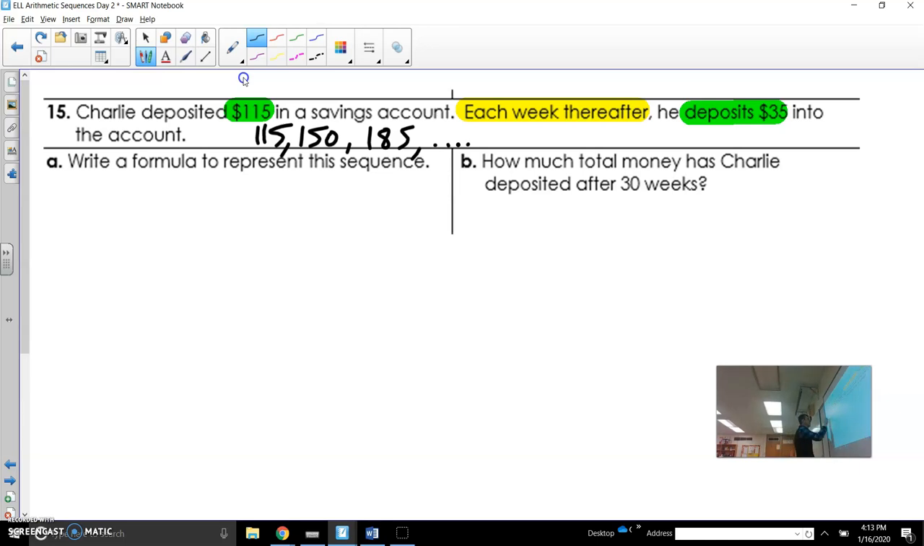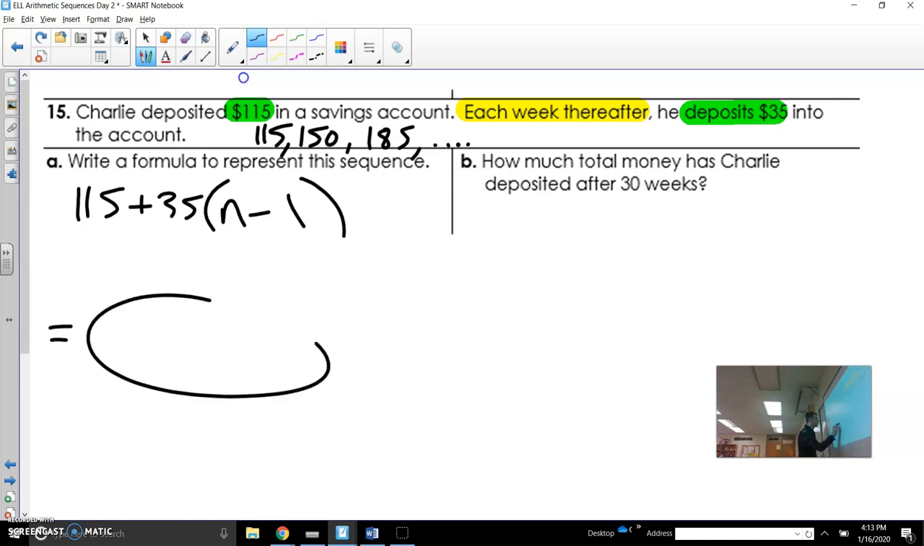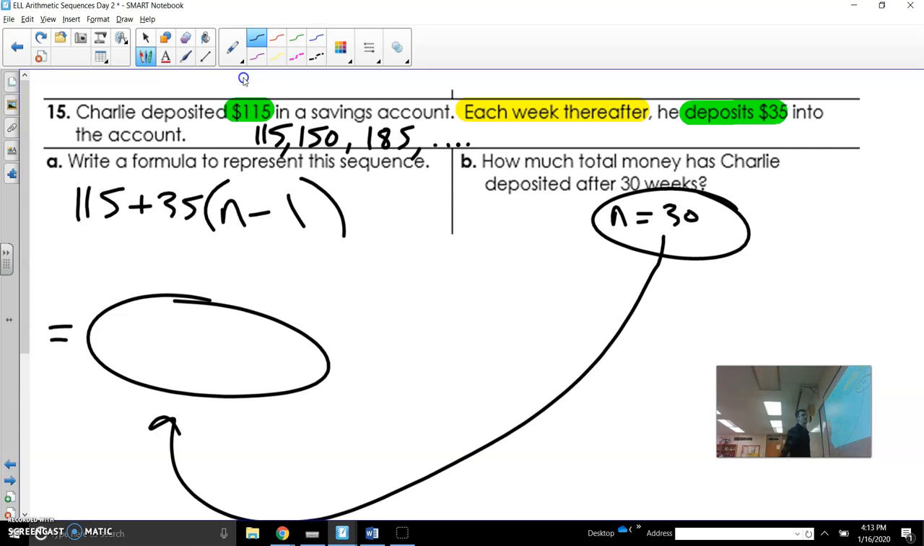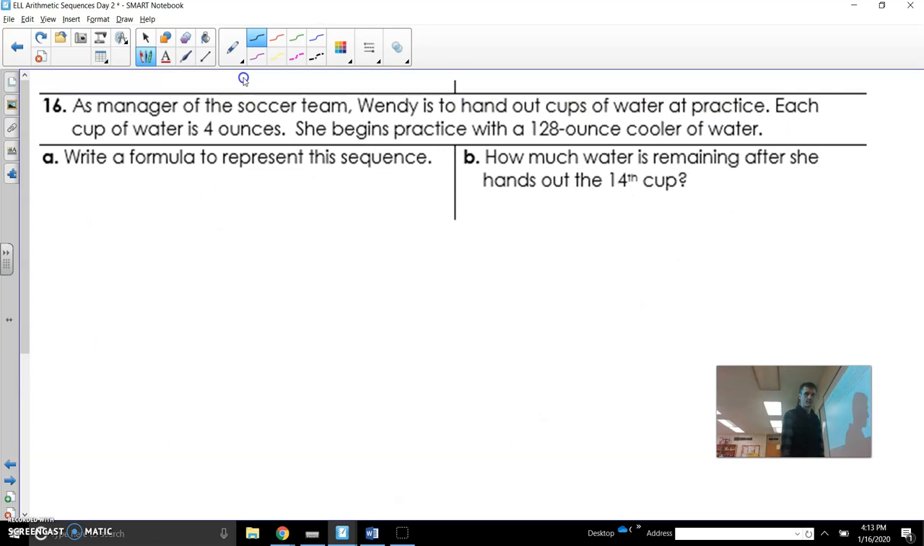So let's start our formula. The first number is 115. You're adding 35 each time. And so now you just need to simplify and tell me what is your formula. Now it says after 30 weeks, how much total money has he deposited? So we need to figure out, well, if n is the value of 30, plug in 30 into your equation and see how much money you have after 30 weeks.